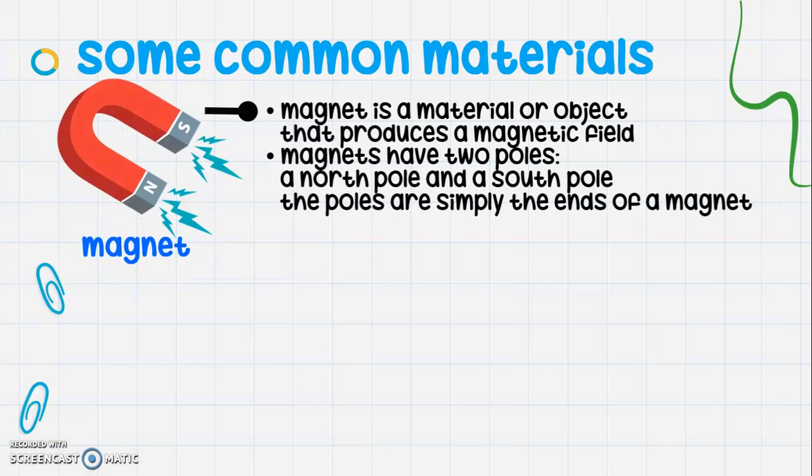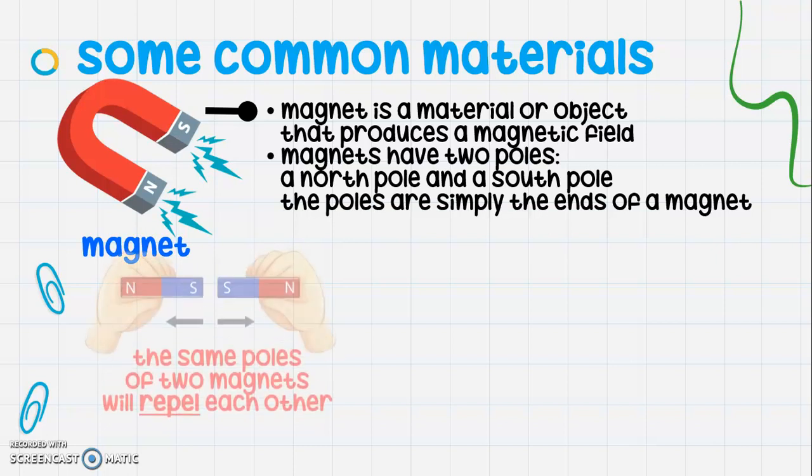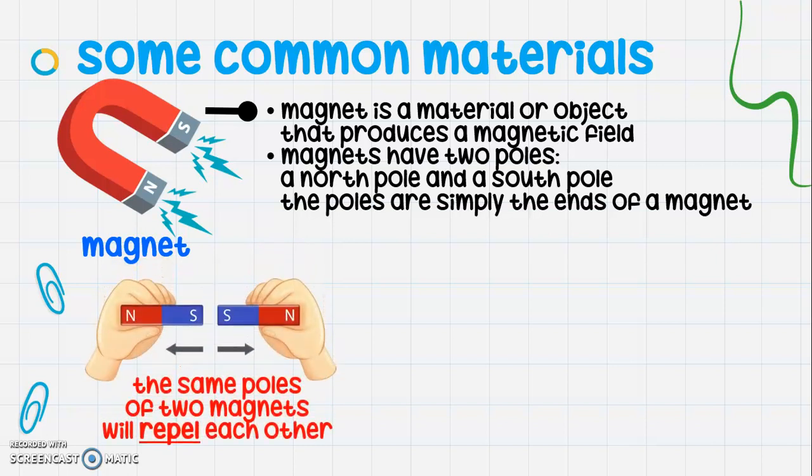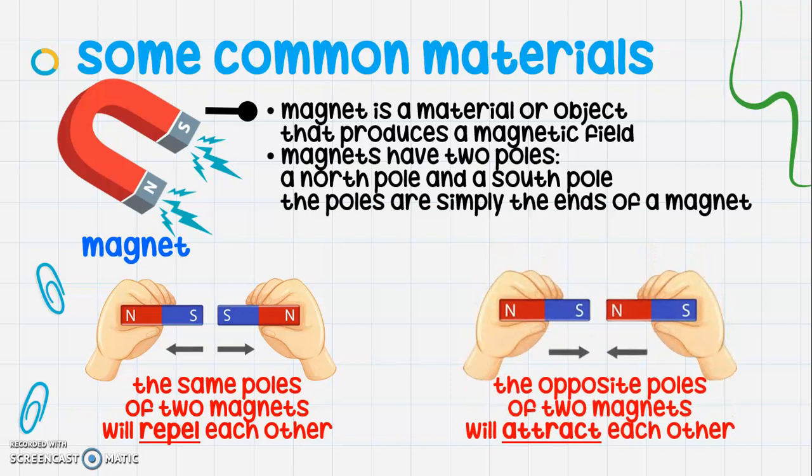Magnet. A magnet is a material or object that produces a magnetic field. Magnets have two poles, a north pole and a south pole. The poles are simply at the end of a magnet. Okay, the same poles of the magnets will repel each other. The opposite poles of the magnets will attract each other.